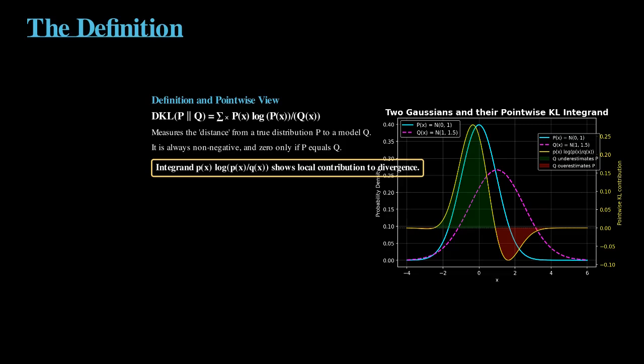Visually, consider 2 Gaussian distributions, P and Q. The KL divergence integrates a pointwise quantity, shown on the second axis. Where Q underestimates P, the log ratio is positive, adding to the divergence. Where Q overestimates P, the log ratio is negative, and this term subtracts from the divergence.